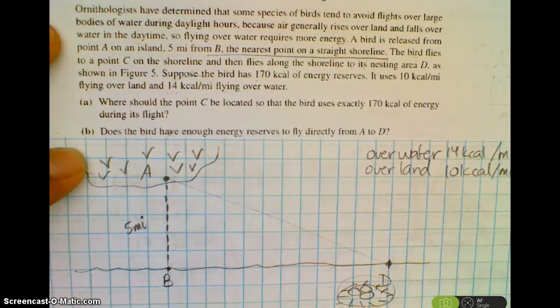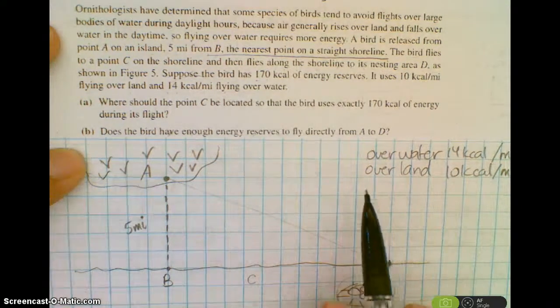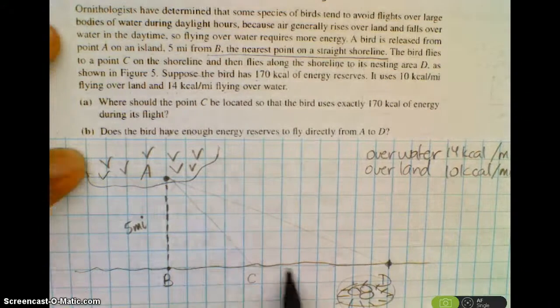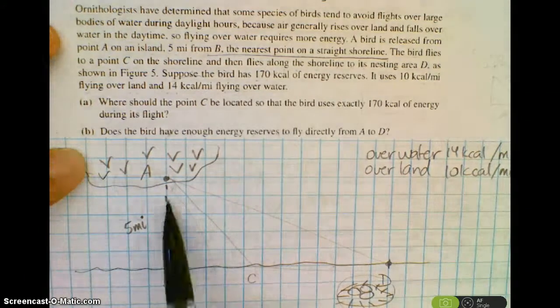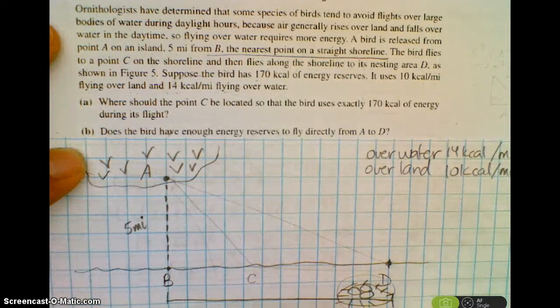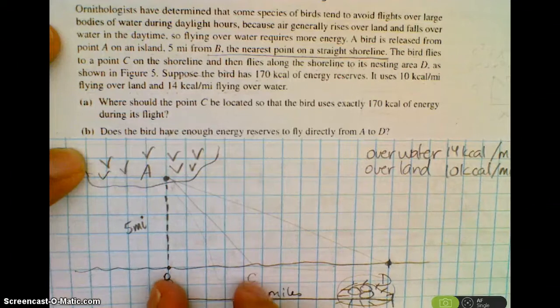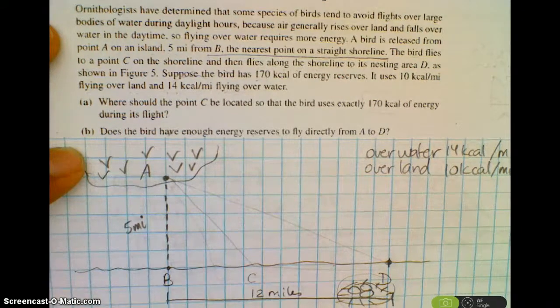So the question is, where is this point C, or how far is it from point B that the bird starts flying over land? Is it going to be like this situation, or like this, or like that? The only thing that we know from the picture is that the distance between B and D is 12 miles altogether. So we just need to find how much this portion is.